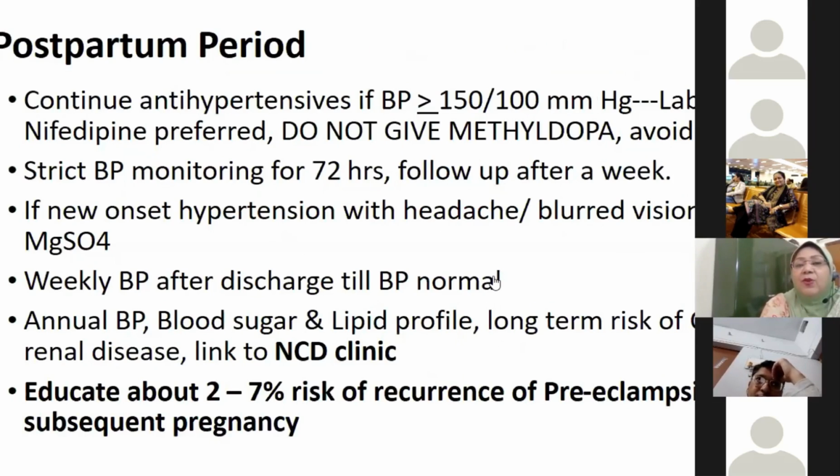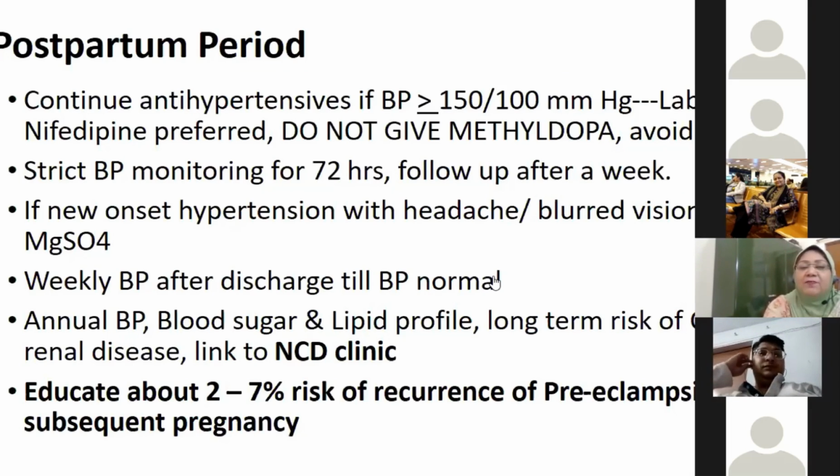In the postpartum, you have to continue the antihypertensive drug if blood pressure is more than 150 by 100. So labetalol or nifedipine or amlodipine, but do not give methyldopa because that can affect the woman's mood. Strict blood pressure monitoring for 72 hours and call her for follow-up after 1 week. If new onset hypertension is there with headache and blurring of vision, give her magnesium sulfate. So for example, you delivered a woman of severe preeclampsia, but later on she starts having those features of impending eclampsia, then you have to start her on magnesium sulfate.